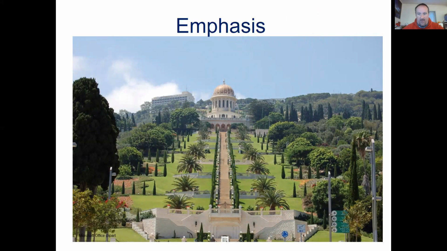So here we have the Baha'i Gardens in Haifa, Israel. So the domed building in the distance is what's kind of emphasized here. And the reason for that is, A, the building is located centrally horizontally. All the lines, you see the walkway, the palm trees, all the trees, everything just kind of leads up to the building. And so that makes the building really the focus point.